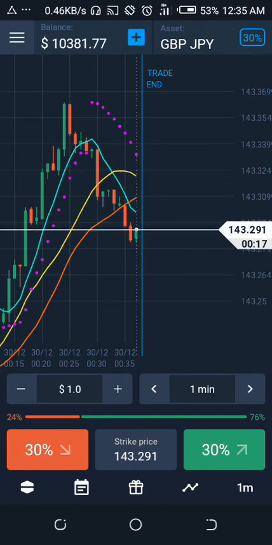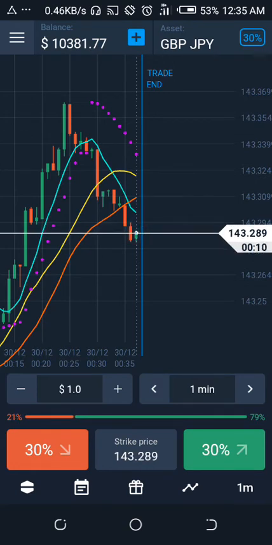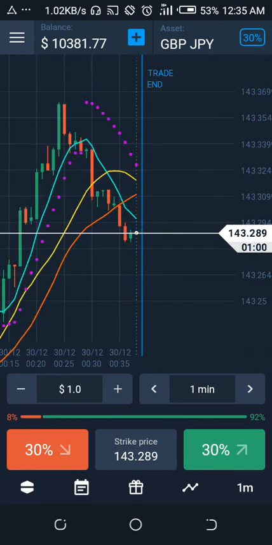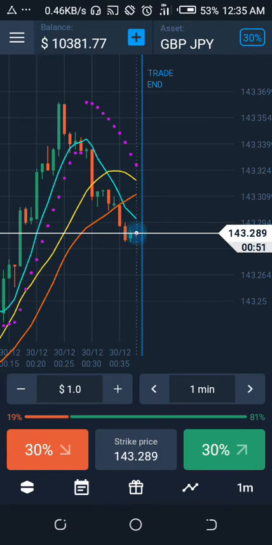Right now, I'm looking for a secure and good entry before I can enter another trade, so I have to take my time. It's all about patience here.